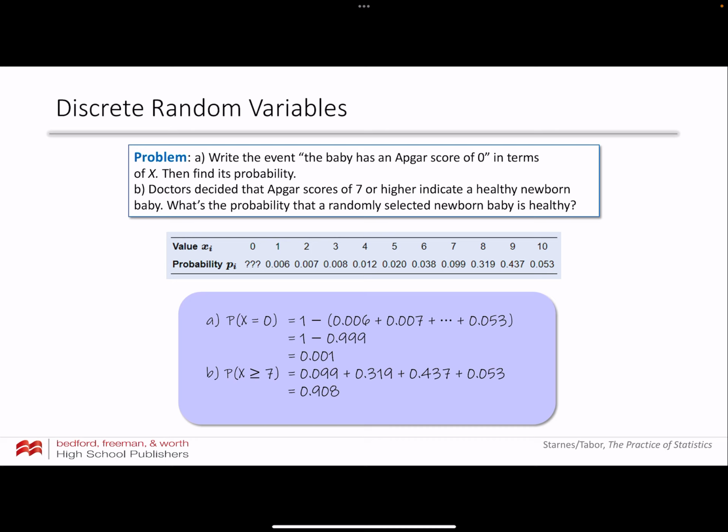So the probability of a randomly selected newborn baby having a healthy APGAR score is 0.908, or a little bit more than 90%, right? Now, again, think about notation. Look at this. We're looking for the probability that X is greater than or equal to 7. In other words, the probability that the APGAR score is greater than or equal to 7.